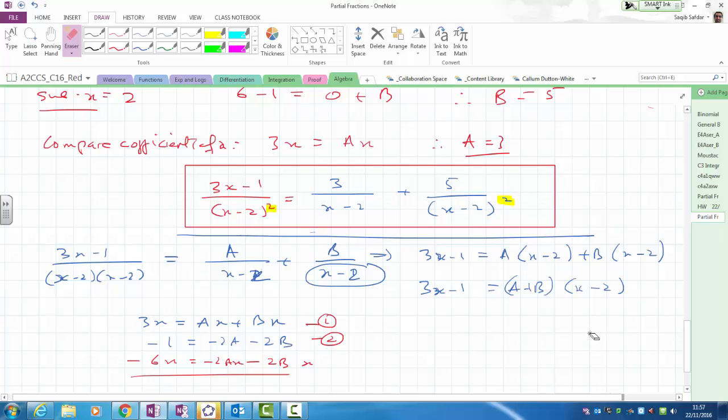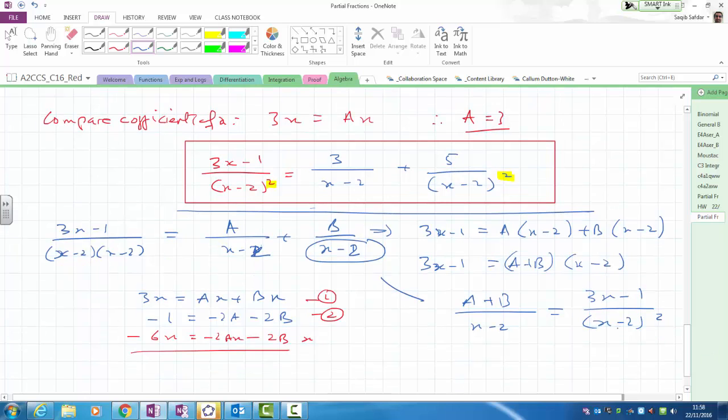Yeah, because a essentially is b. You could just write this part as a plus b over x minus 2. And the reason why it doesn't work is because your equations don't match up. You've got this going on. You've got a linear over a quadratic equals some number over a linear. Because they don't quite balance out.